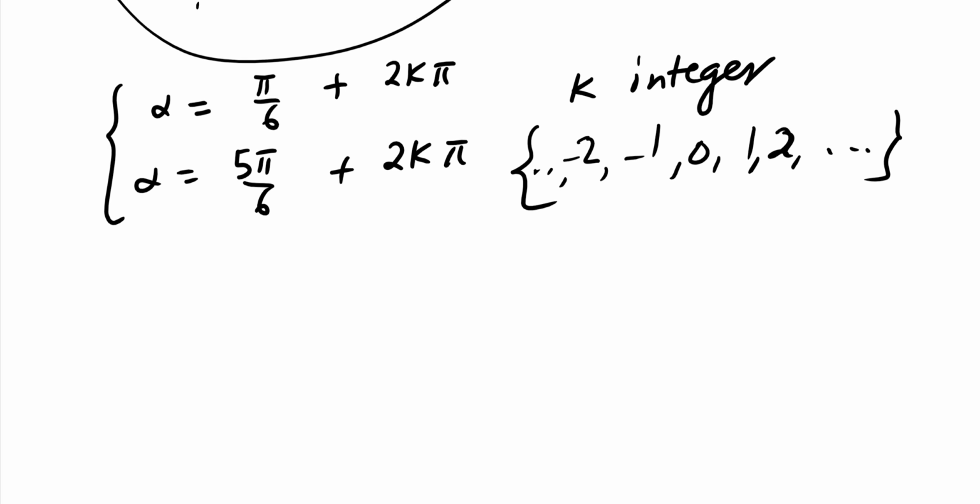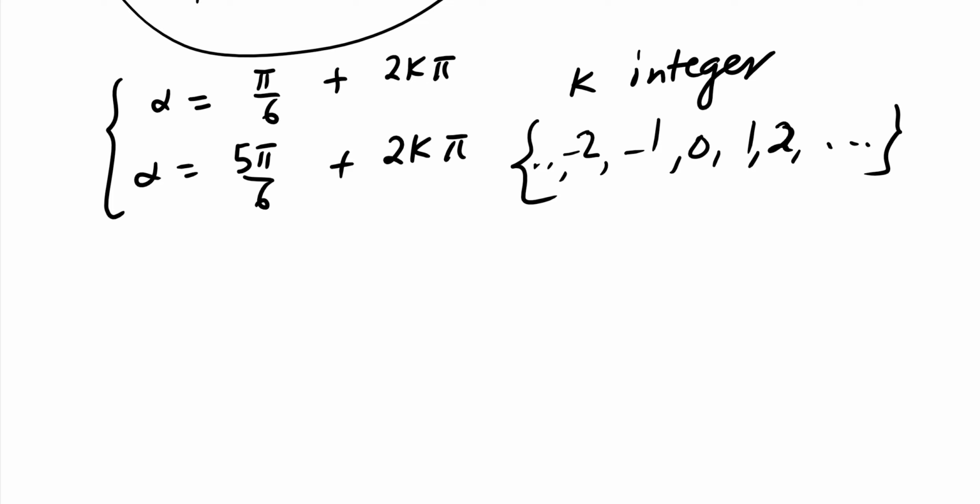So then this here, what you see, these are all the solutions to that equation, sine alpha equals 1/2. We say it generates all the solutions for that equation. All the solutions means all the alpha values that we need for that equation.